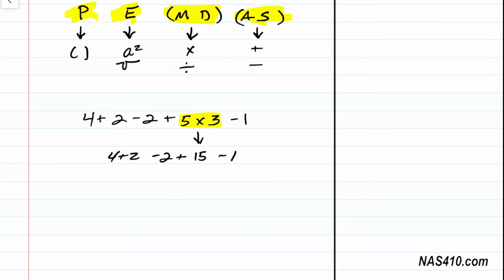So now what do I mean by left and right? Okay, what I mean is you just start at this part of the problem and solve it working your way that way. Okay, some people get confused when they see addition and subtraction, and they think it means you do the addition first and then you go back and do the subtraction. No, that's not how it works. You have to do the addition and subtraction from left to right. So working from left to right, I have 4 plus 2 is 6, minus 2 is 4, plus 15 is 19, minus 1 is 18.